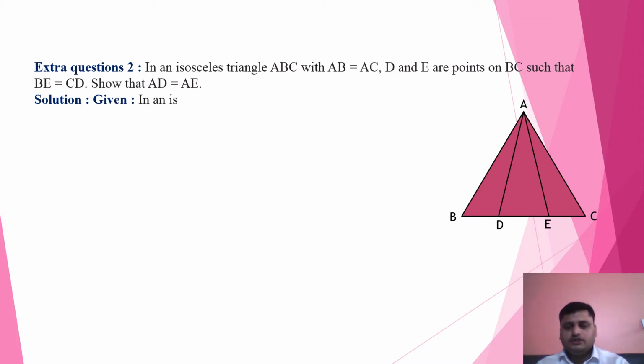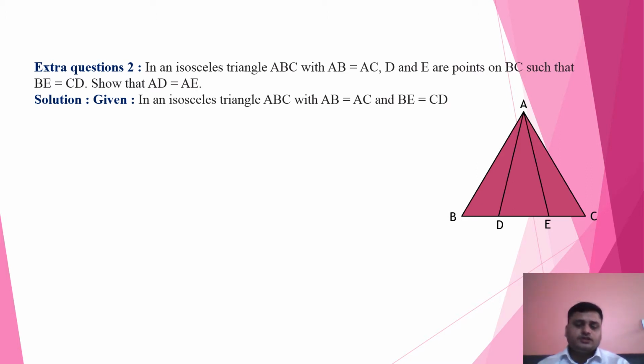So what is given? Just write it down. ABC is which type of triangle? We will write it is an isosceles triangle ABC, AB is equal to AC. And one more thing is given, that is BE is equal to CD. Now in RTP we will write, that is required to prove: AD is equal to AE. So let's begin the proof.